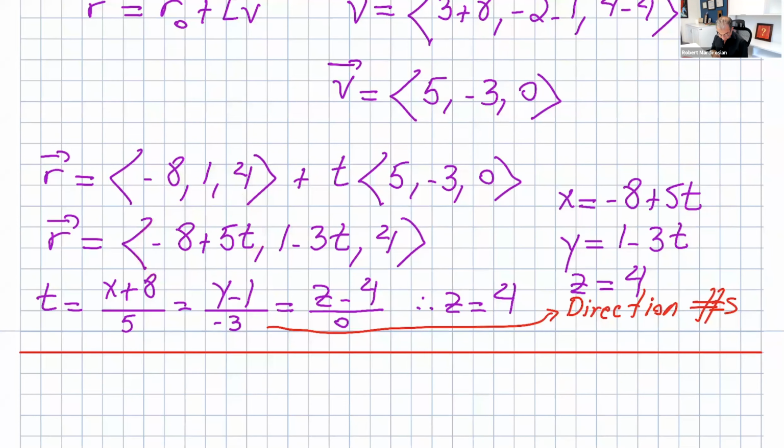Here, we can isolate t. t in this one is x plus 8 over 5. For the second one, you get y minus 1 over negative 3. For the third one, z minus 4 over 0. We know we can't have that, so we can just write that as z equals 4. So these are the parametric equations, and these are the symmetric equations, and these numbers are called the direction numbers.